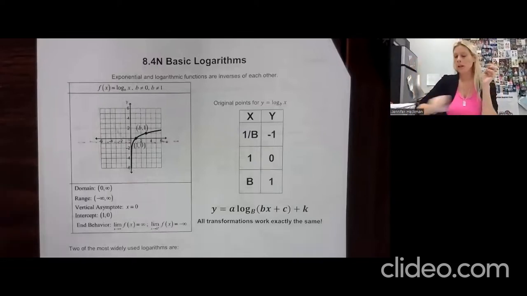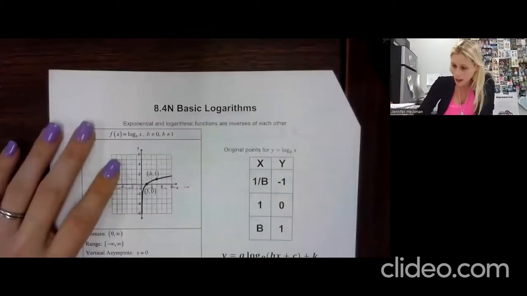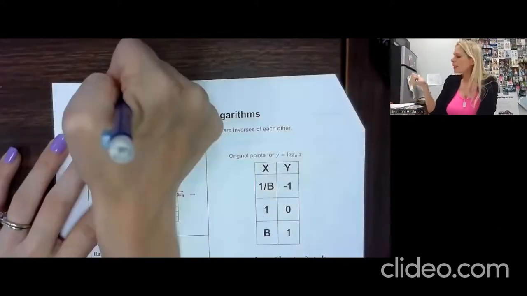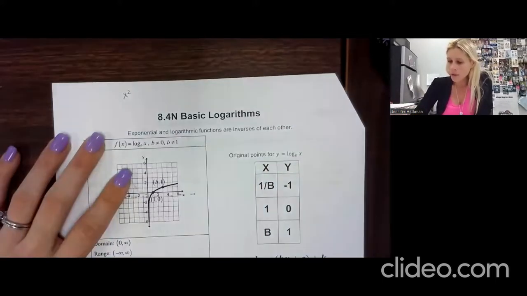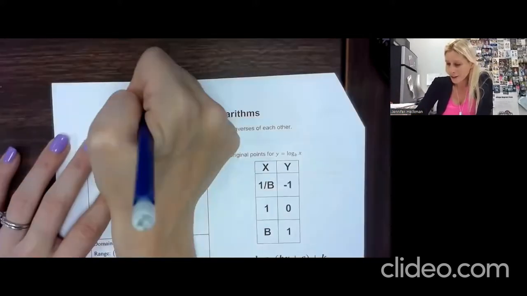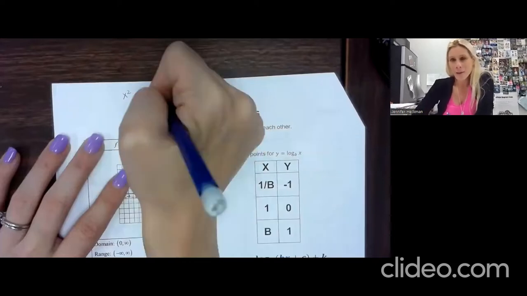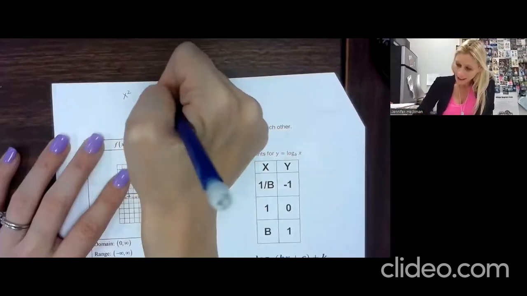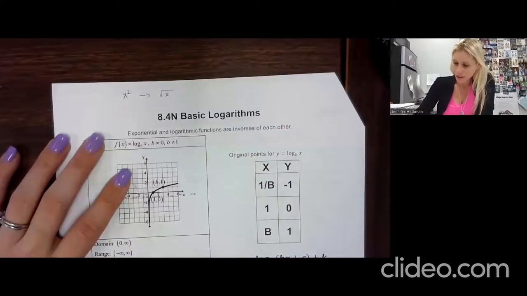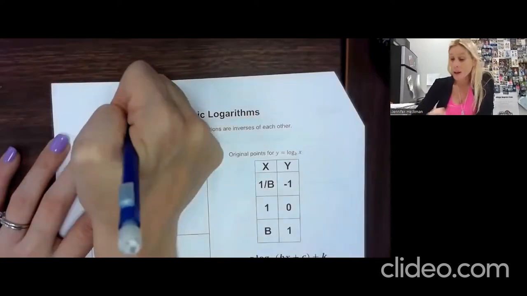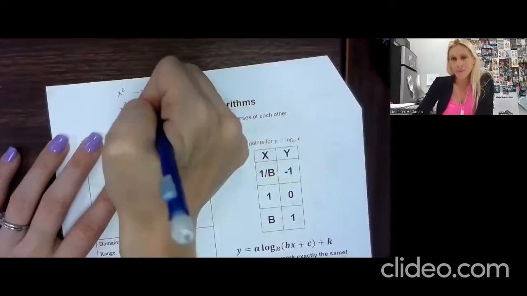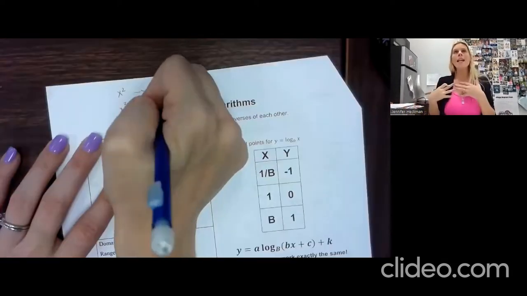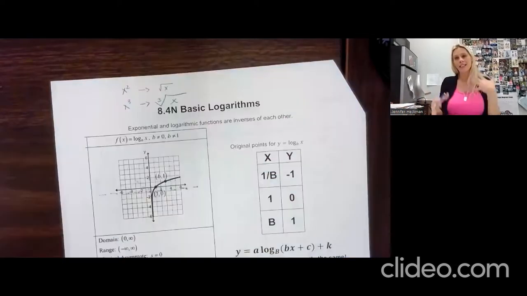So example, and I'm just going to put it up here so you can see. If I said x squared and I said what's the inverse of x squared? You would tell me the inverse is, hopefully you said it, square root. Just like x cubed, what would be the inverse of that? Cube root. So every function has an inverse. It has a function that undoes the other one.